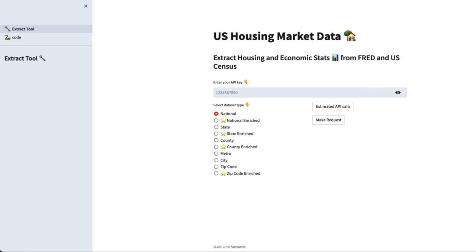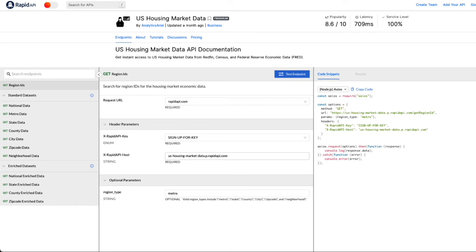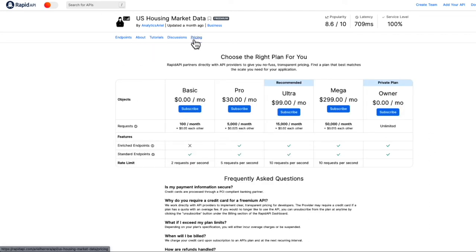So first you would come over to Rapid API and create a free login. You could use your Google account in order to do so. Now, once you have completed that, you will need to come over to the US Housing Market Data API. If you go to pricing, I offer several different tiers, including basic, which is free. Now, if you want data that's going to encompass not just Redfin housing data, but also FRED and census for economic data, you will need to go to a pro plan and hit subscribe.